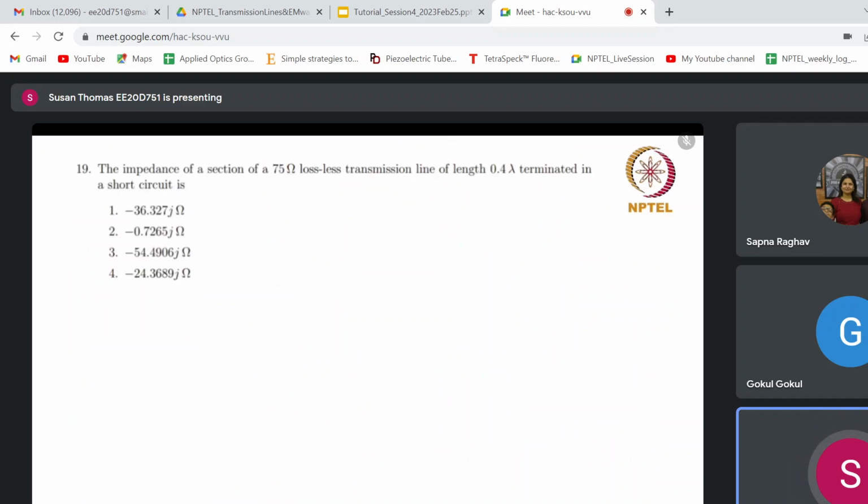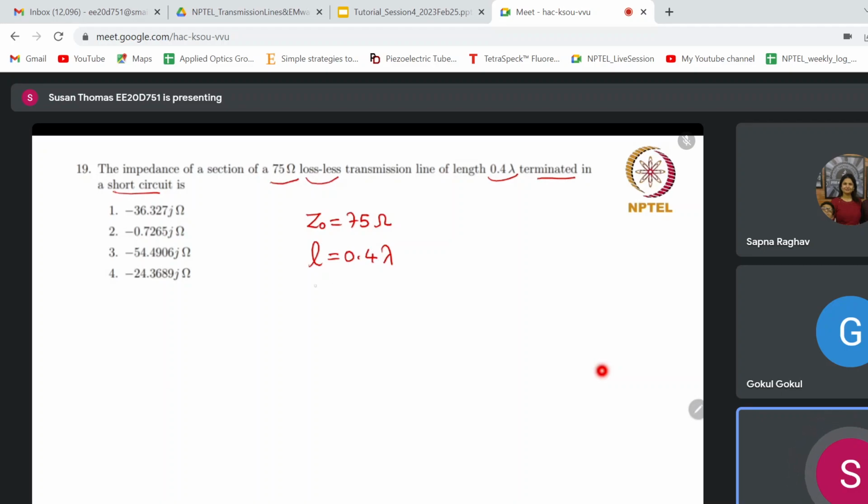Now let's move to another question. This is a numerical. If you have a pen and paper, you can try it out. Use a calculator and try to find the answer. Impedance of a section of 75 ohm lossless transmission line of length 0.4 lambda. So Z0 is 75 ohm, it is a lossless transmission line, the length is 0.4 lambda, and it is terminated in a short circuit.